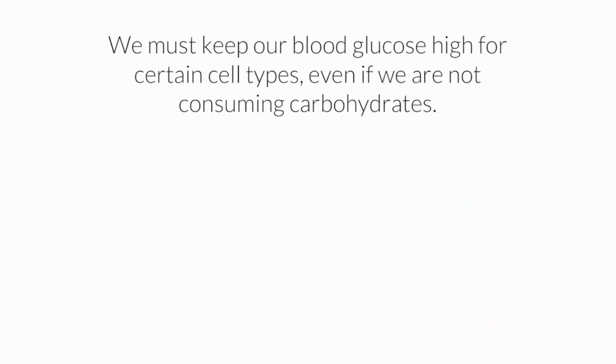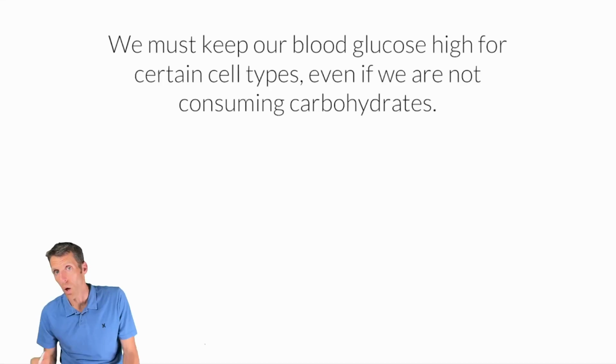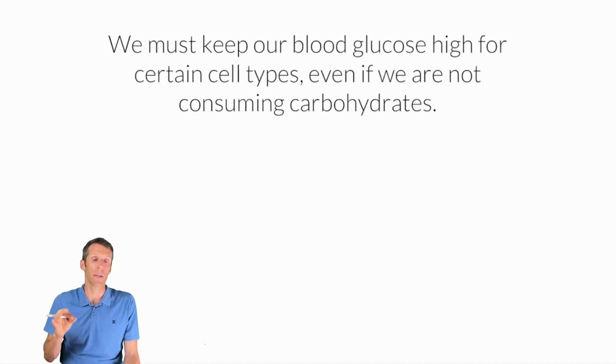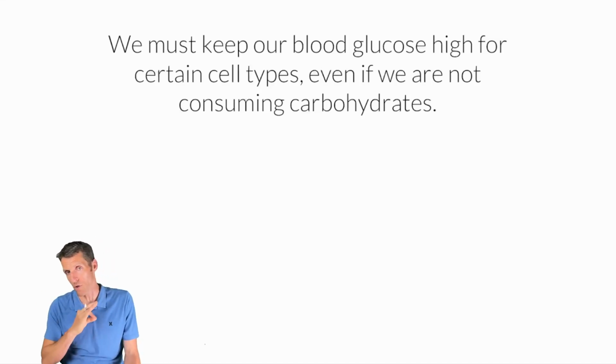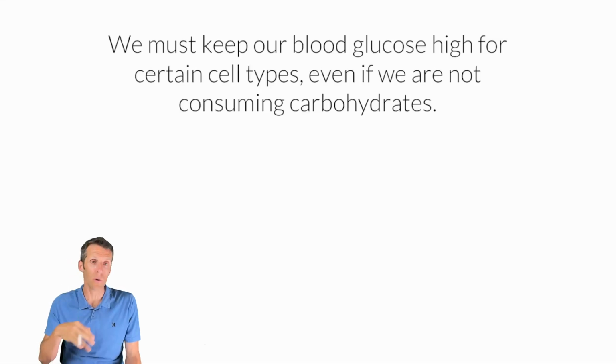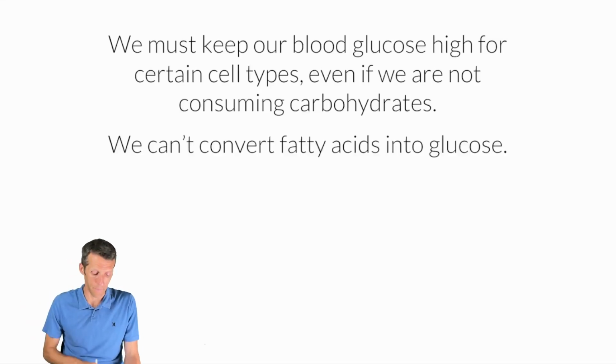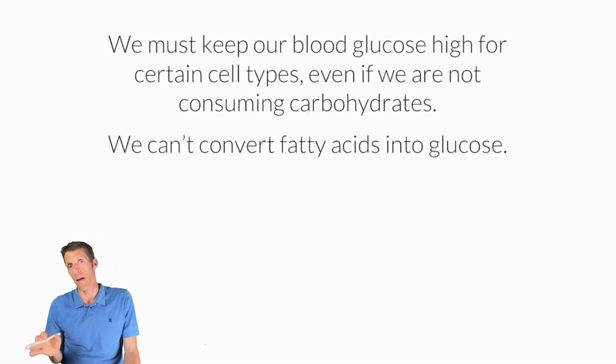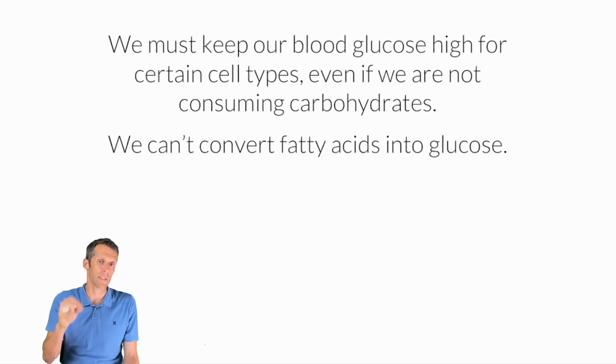Okay, so let's summarize what we've talked about here really quickly. What we said is that we have to keep our blood glucose concentration high for certain cell types, even if we're not consuming carbohydrates. We have no carbohydrates coming in. What do we do? Well, we have to do something. We can't directly convert fatty acids into glucose because of the problem in the citric acid cycle, right? Acetyl-CoA is converted to carbon dioxide. It cannot be used to make something like oxaloacetate.